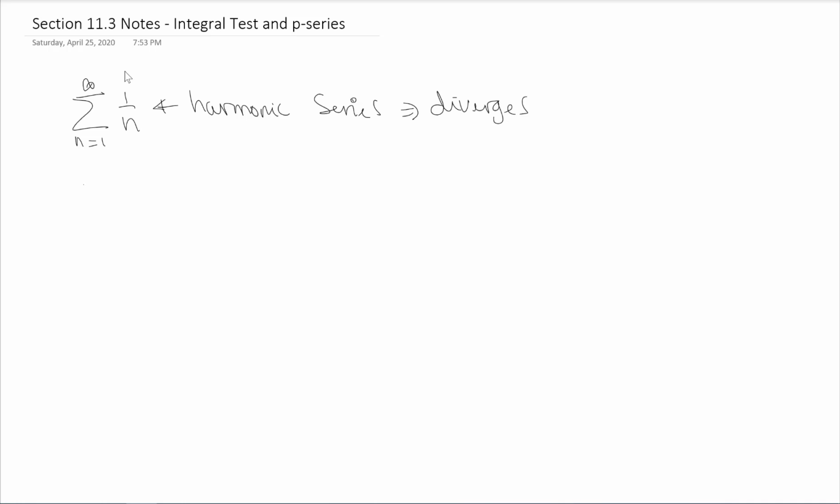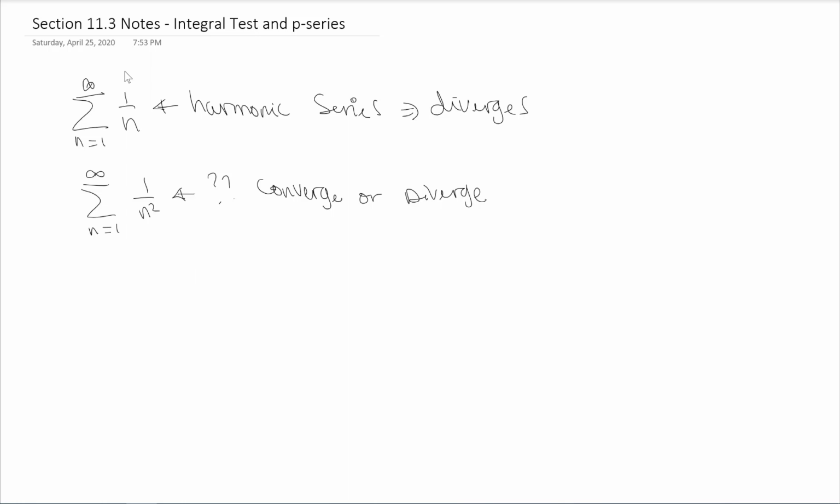And so now I want to know, what about n equals 1 to infinity of 1 over n squared? What does this do? Does this converge or diverge? Now, one of the things to remember is the divergence theorem. The divergence theorem tells us if the limit is not 0, then we know it diverges.